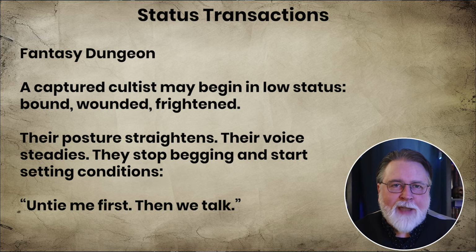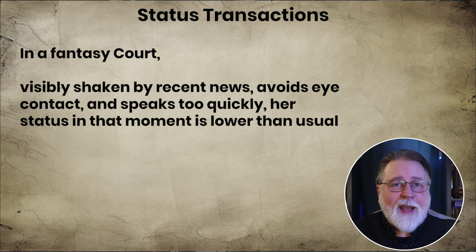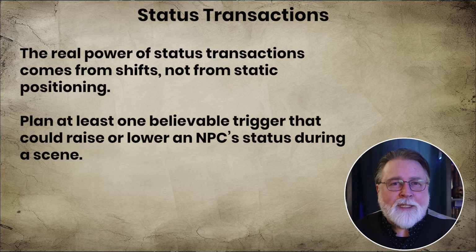Status is especially effective in social spaces where rank and power are assumed to be clear, but behavior undermines those assumptions. In a fantasy court, a queen might technically hold absolute authority, but if she enters a council chamber visibly shaken by recent news, avoids eye contact, and speaks too quickly, her status in that moment is lower than usual. The real power of status transactions comes from shifts, not from static positioning.